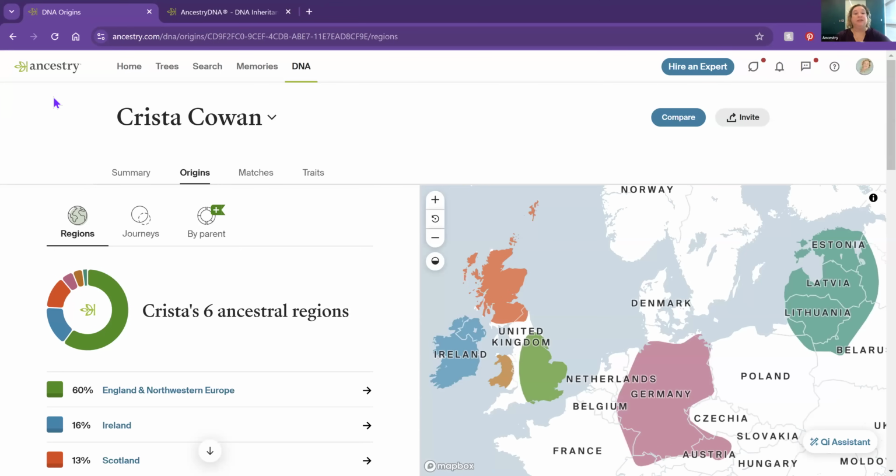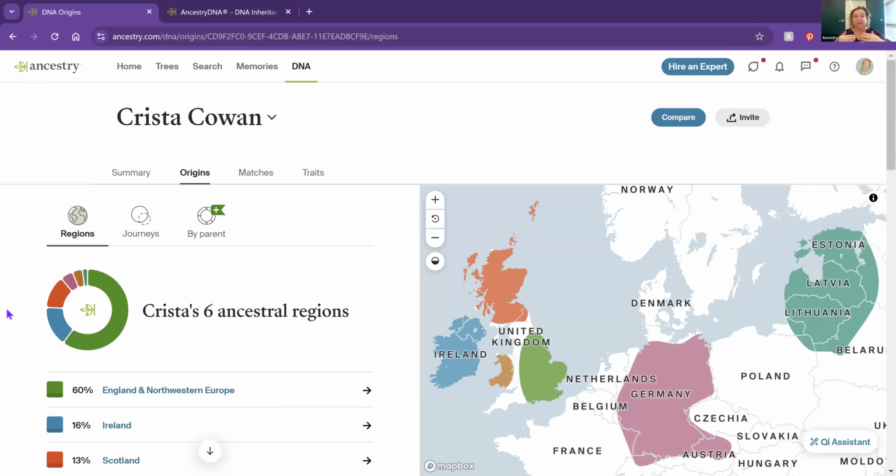Couple of things to remember. First, random 50% from each parent, which means there's 50% of their DNA you didn't get. So keep that in mind. The second thing you need to remember while you're reviewing your ancestral regions is that this is a modeled population looking at where in the world your DNA was 500 to 1,000 years ago.